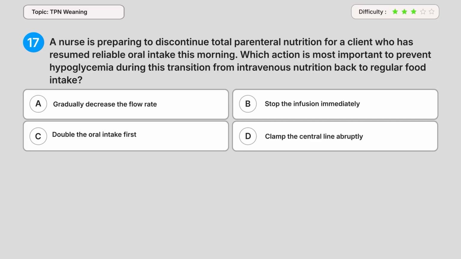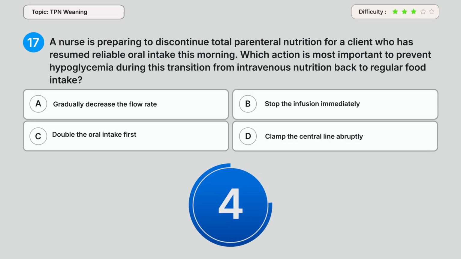A. Gradually decrease the flow rate. B. Stop the infusion immediately. C. Double the oral intake first. D. Clamp the central line abruptly. Do you know the answer?